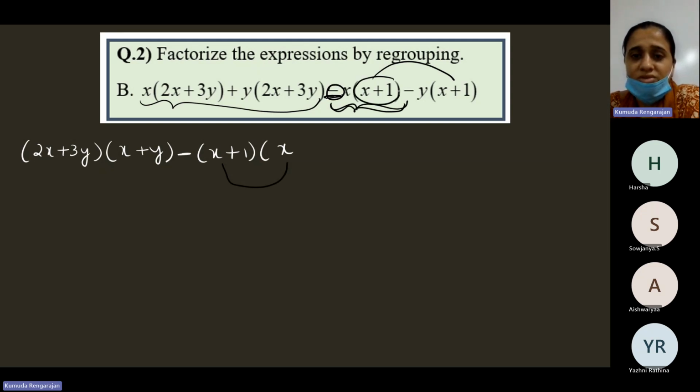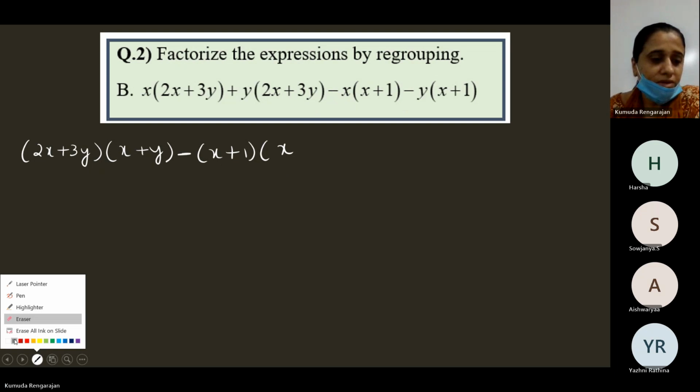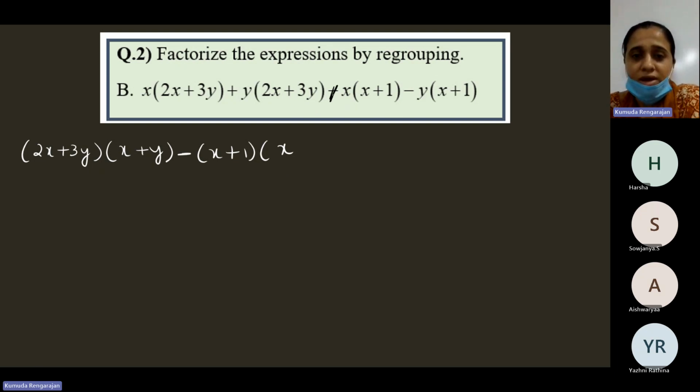This one is common outside. Okay, let me just slash it out. Wait, one second. I think this will be easier for you to understand. See here, this one is out, and this one is also out. So what remains? X. That only will come inside the bracket. You have written this minus x plus 1 outside, right? So what will come in place of the third term? X.